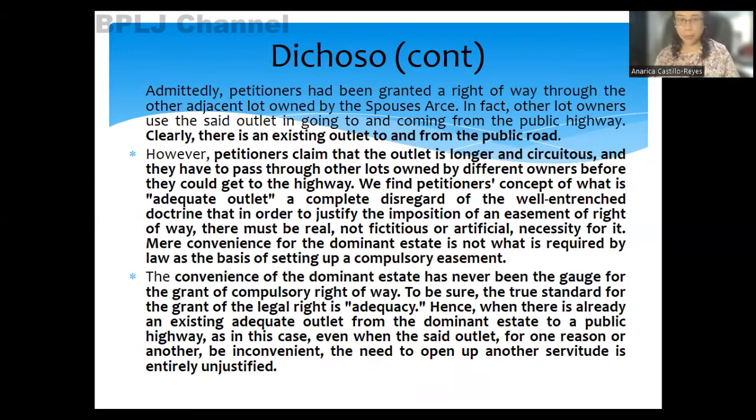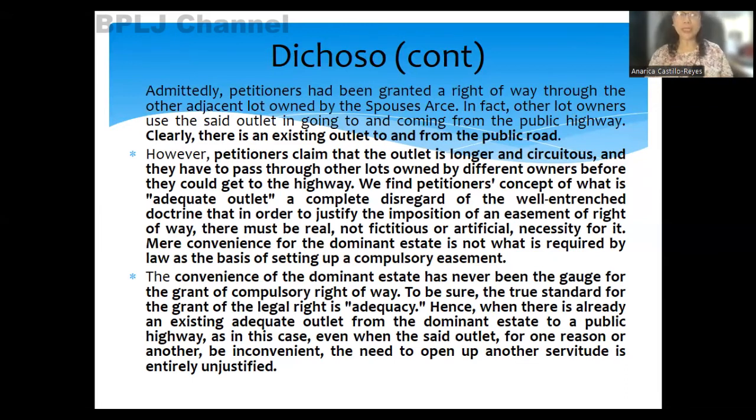Before they could get to the highway, we find petitioners' concept of what is an adequate outlet a complete disregard of the doctrine that in order to justify the imposition of an easement of right of way, there must be a real, not fictitious or artificial necessity for it. Mere convenience for the dominant estate is not what is required by law as the basis of setting up a compulsory easement. The convenience of the dominant estate has never been the gauge for the grant of compulsory right of way. The true standard for the grant of legal right is adequacy.